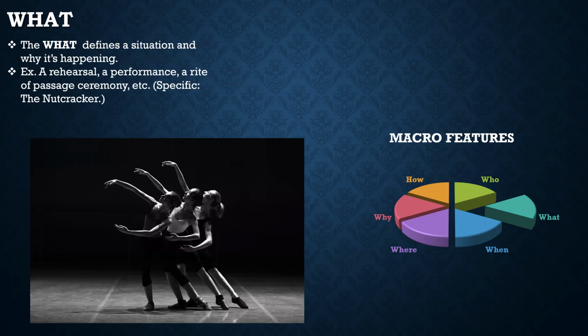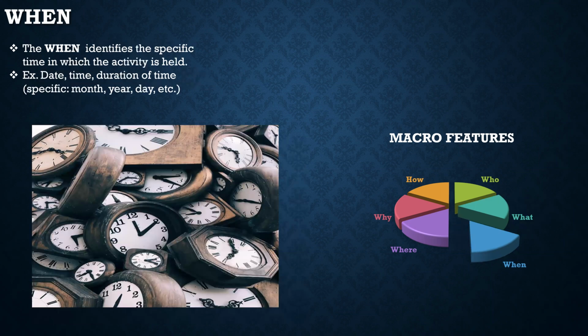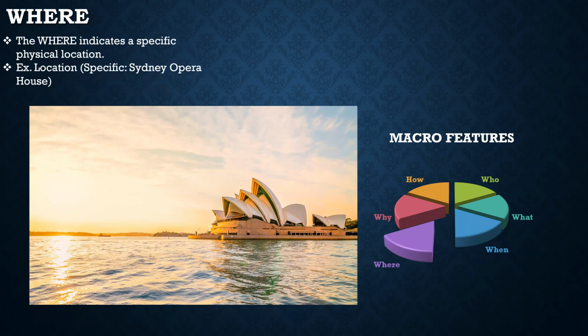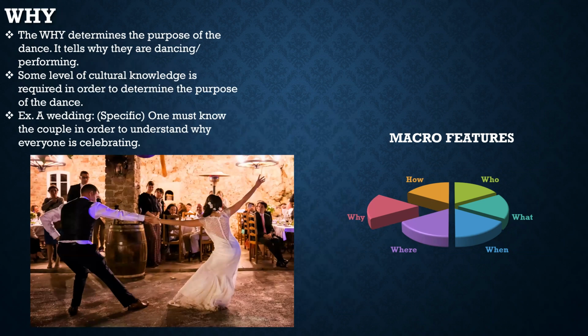The what defines a situation and why it is happening. For example, a rehearsal, a performance, or a rite of passage ceremony. Another specific look at an example might be the Nutcracker. The when identifies the specific time in which the activity is held, the date, time, and the duration of time. For example, the dance performance might be held July 2020 at 12:30 p.m. The where indicates a specific physical location. An example of location might be the Sydney Opera House, held in Australia.